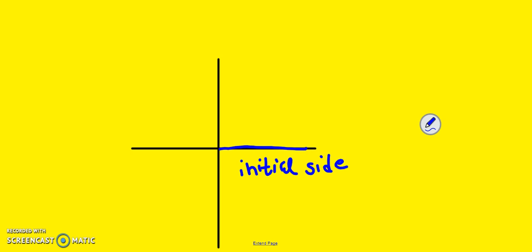Again, you should have already dealt with positive and negative angles because you wrote that down with your vocabulary. If we're going from this direction and going counterclockwise, that is our positive angles. So positive angles, counterclockwise.